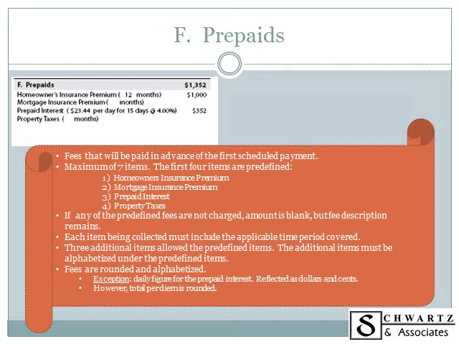3 additional items may be reflected in this section starting under the 4 predefined terms. The additional items must be alphabetized under the predefined terms, and each item being collected must include the applicable time period covered by the amount to be paid by the consumer.